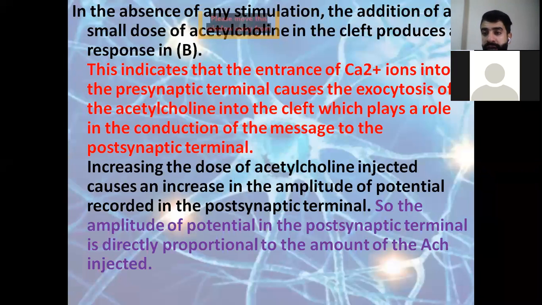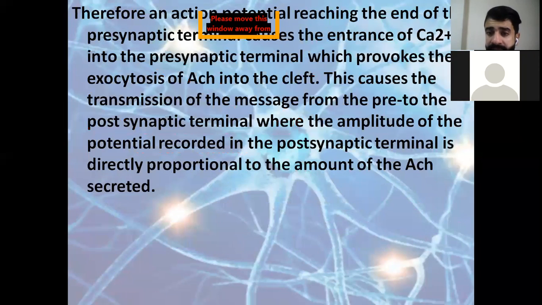So here you have to know that action potential reaching the pre will lead to the entrance of Ca2+ in the presynaptic terminal. This will lead to the exocytosis of the neurotransmitters, in this case acetylcholine, from the secretory vesicles into the synaptic cleft, and this will lead to the conduction of the nervous message from the pre to the post synaptic terminal. So here, as you know, the amplitude of the potential in the postsynaptic is directly proportional to the amount of acetylcholine. The more we increase the amount of acetylcholine, the more the amplitude of the action potential increases, and vice versa.